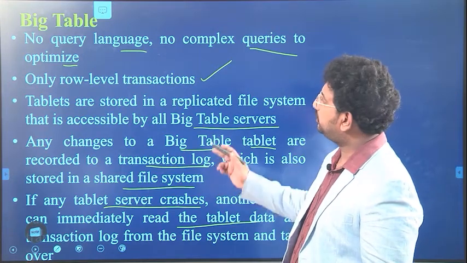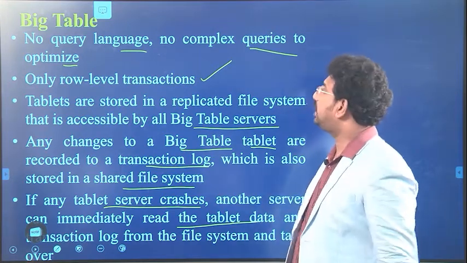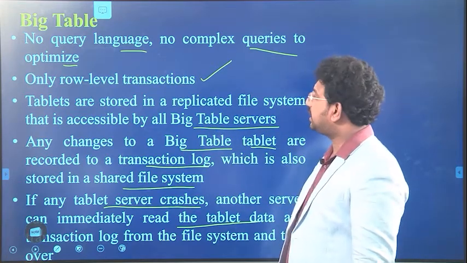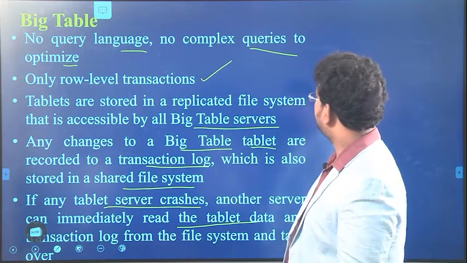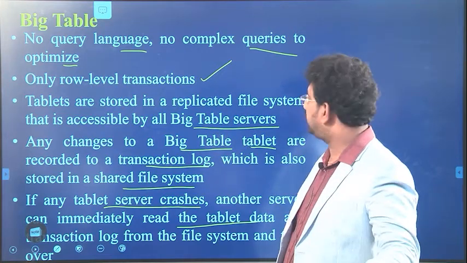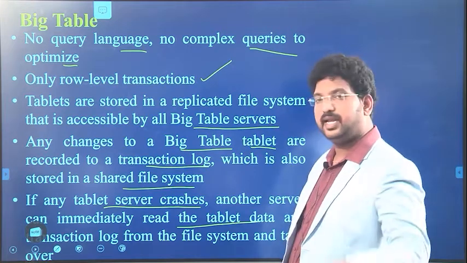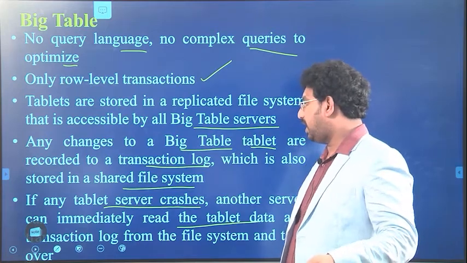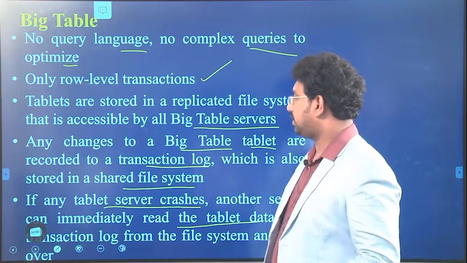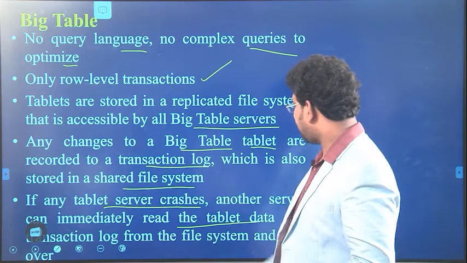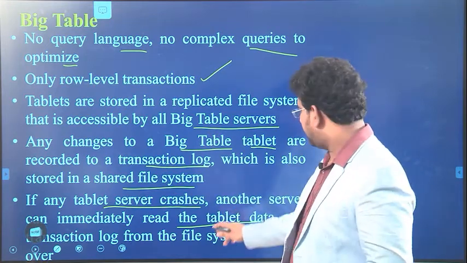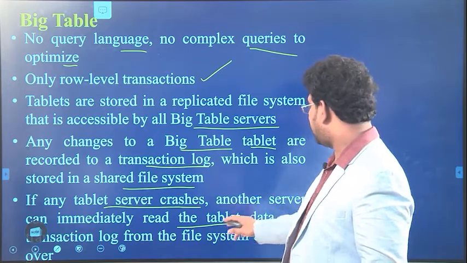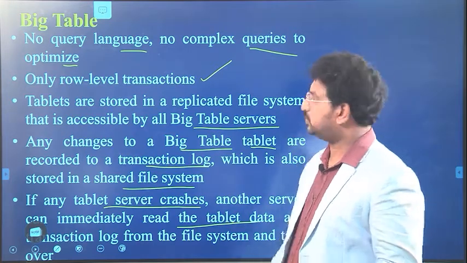So as part of this slide, what we are going to understand is that there is no query language and no complex queries. We are using only row level transactions. The tablets are stored in the replicated file system that is accessible by the tablet servers. Any changes to the tablets will be recorded into the transaction log. If any tablet server crashes, another server can immediately read the tablet data and transaction log from the file system and take over.